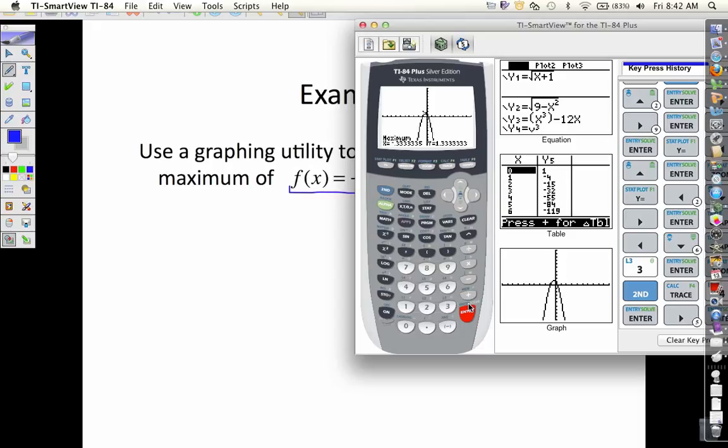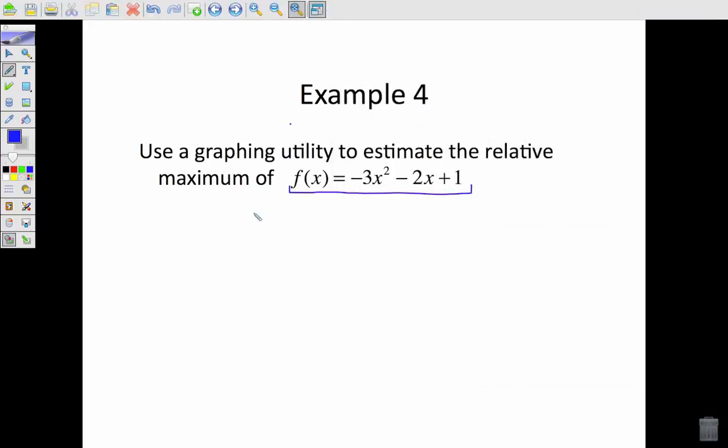So this one we've got negative 0.3 repeating, which is negative 1/3. And then we've got 1.3 repeating, which is 4/3. So negative 1/3, 4/3 is the ordered pair. Negative 1/3, 4/3. This is the ordered pair at which the maximum occurred.